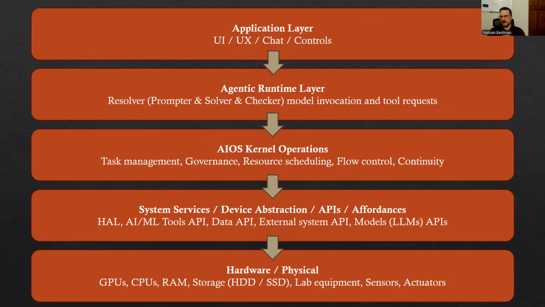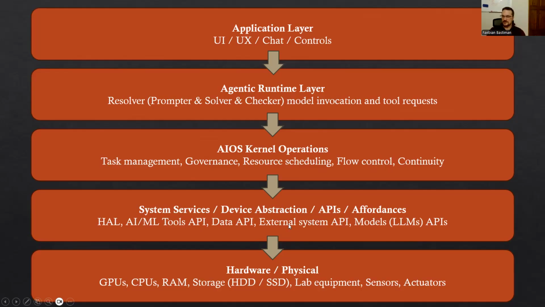So the third layer, which is essentially the kernel, the agentic kernel of the AIOS. And this one will help the agentic runtime layer, the agent, solve the problem by providing structure so it doesn't wander off the task and make so many mistakes. And the kernel itself gives the agent, the runtime agent, access to the fourth layer, which are these affordances, which are system services, device abstractions, so our hardware abstraction layer is down there, and the APIs to the various parts.